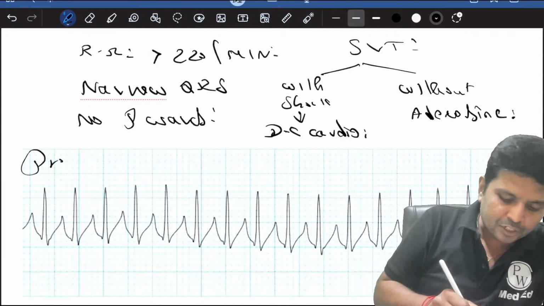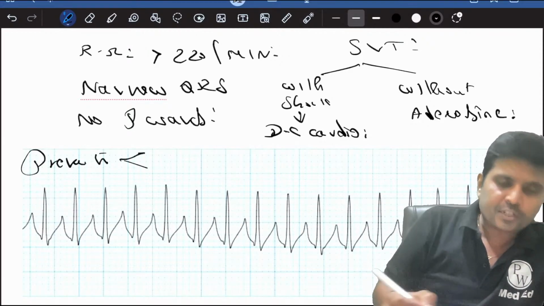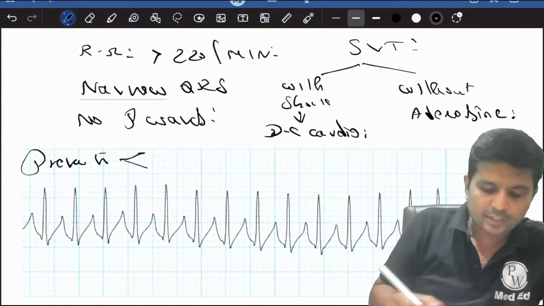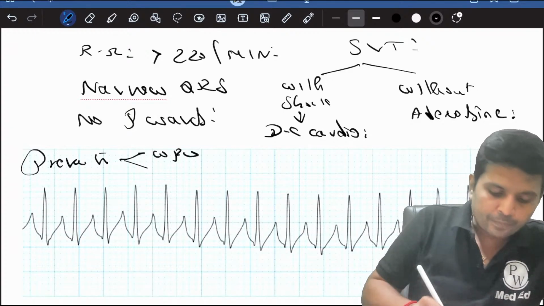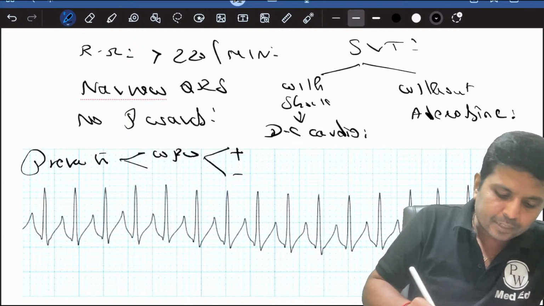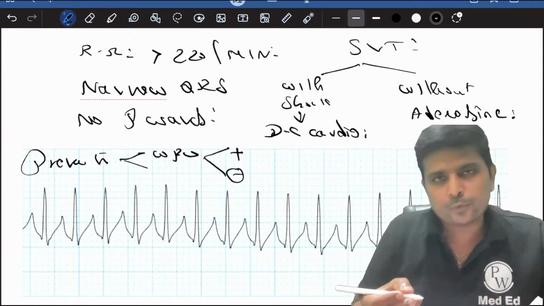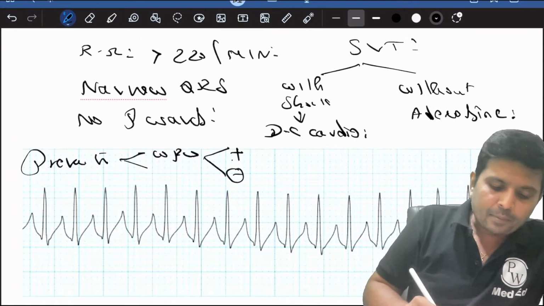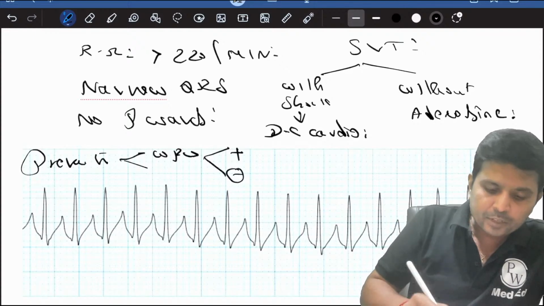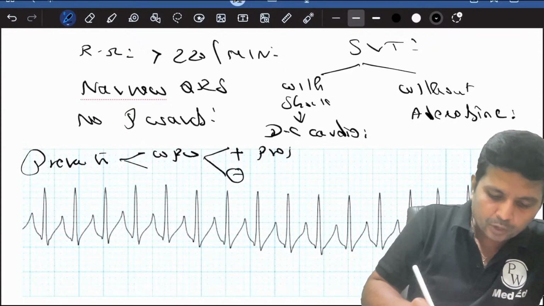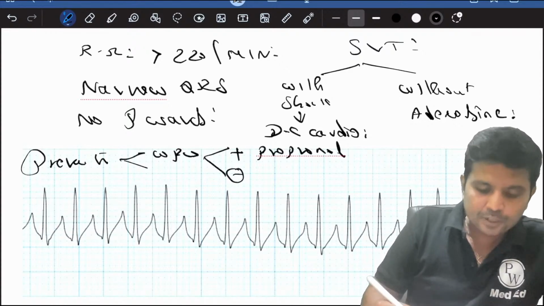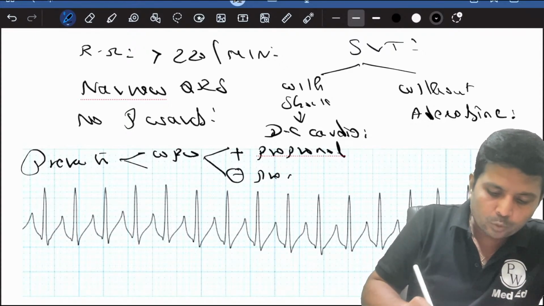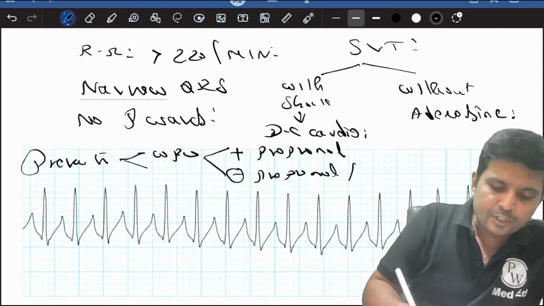What about prevention? Prevention means you need to see whether WPW syndrome is there or not, and look for any underlying cause for supraventricular tachycardia. When WPW syndrome is present, you can give only propranolol as a controller. Whereas when WPW syndrome is absent, you can give either propranolol or digoxin.